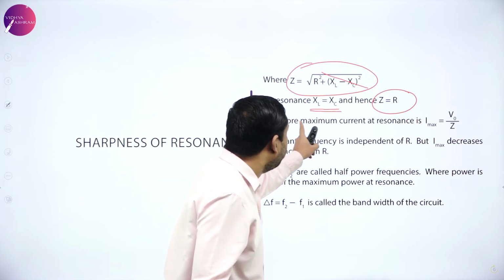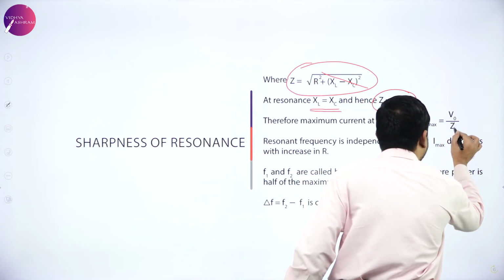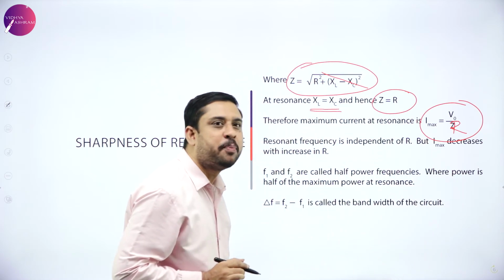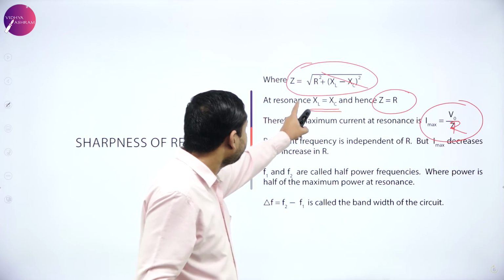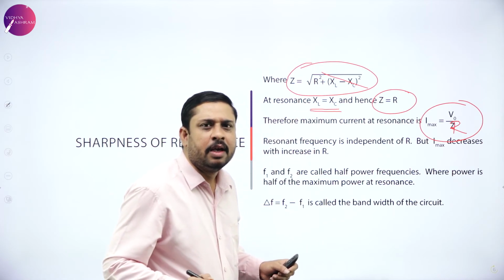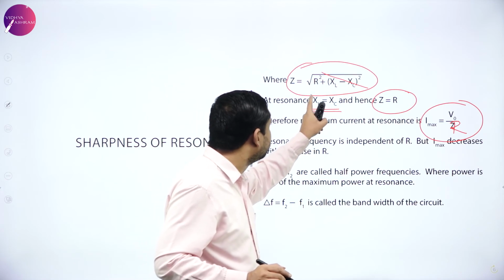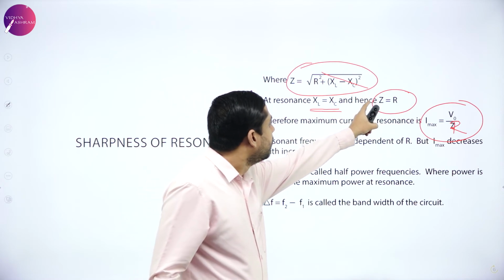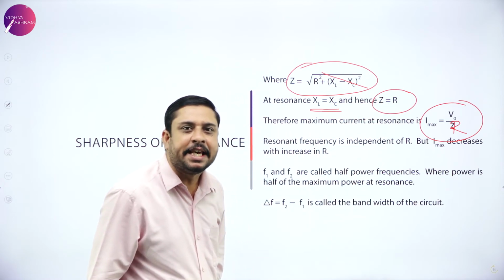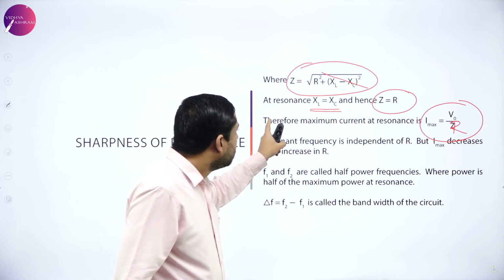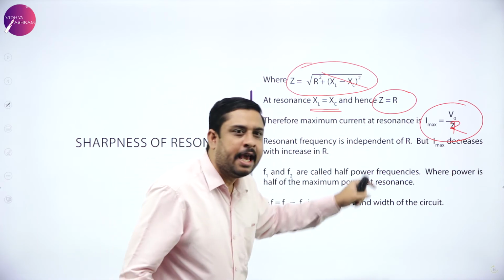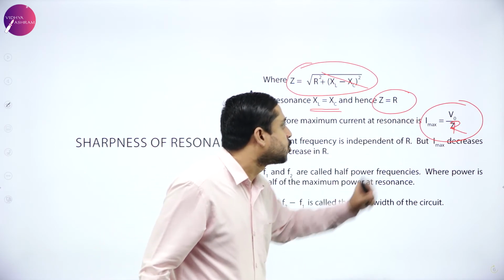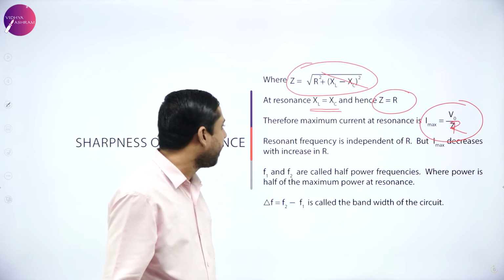And therefore, maximum current at resonance, I naught or I max, is V naught by R. I repeat, wherever resonance is achieved, XL should be equal to XC so that Z becomes equal to R. So maximum current should be V naught by Z, and Z is now replaced by R.